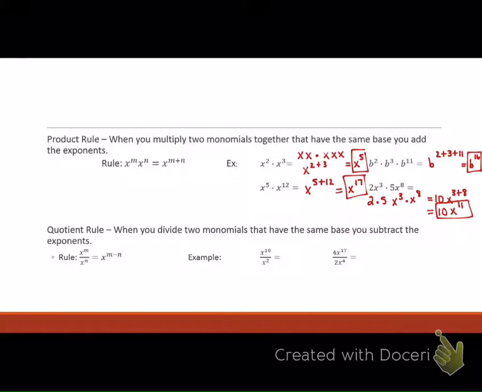So we want to just kind of like adding like terms, right? Wait, you can't add an x and a y together. That's that same kind of concept with these exponent rules. You can only do things with like bases. So what questions do you guys have about the product rule?